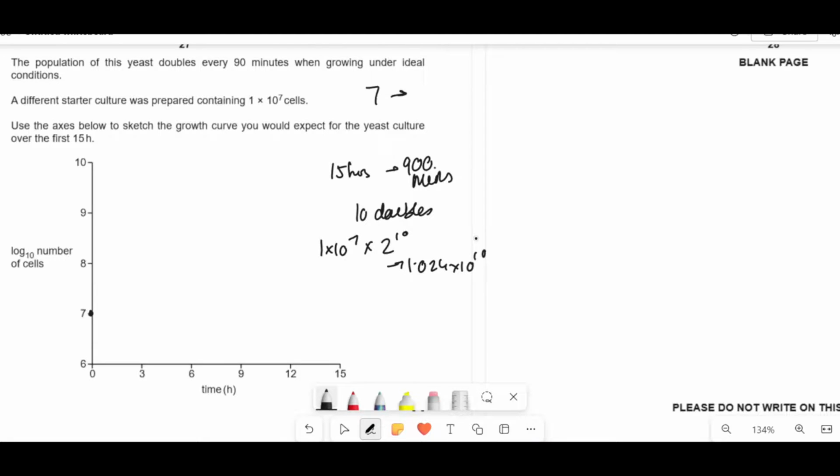So if I log 10 this, then I can find out where my last number is going to be, which is around 10. So the 15 mark is going to be around the 10-ish mark here, so then I can draw a straight line connecting the two like this. That's what we would expect.